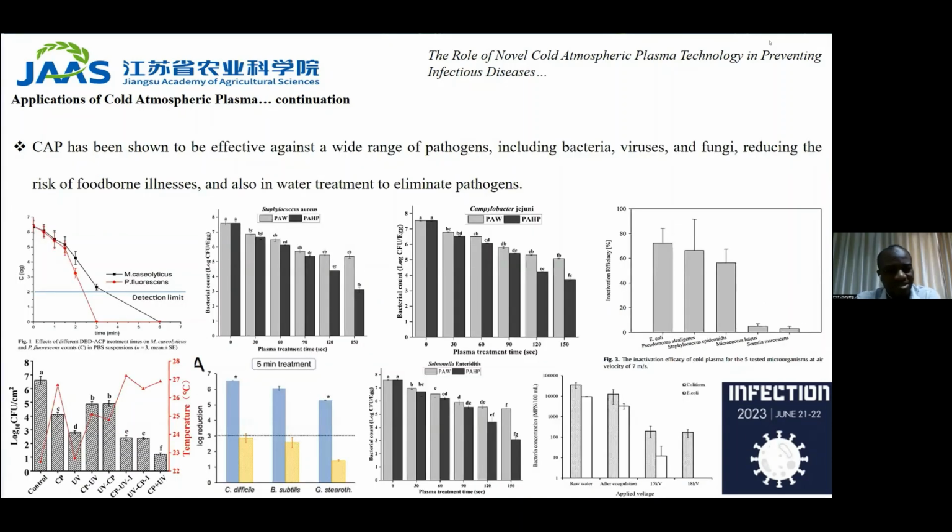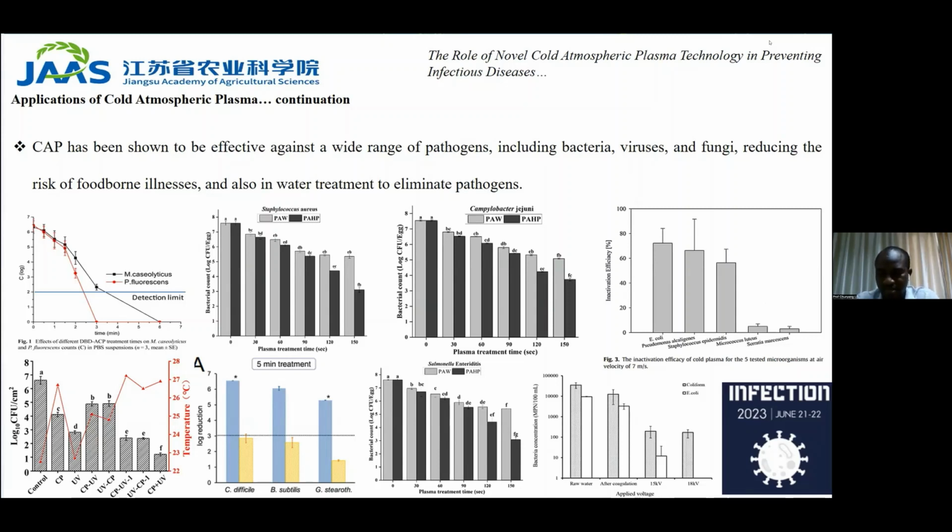Another application of cold atmospheric plasma is in the field of food, against pathogens including bacteria, viruses, and fungi, which reduces the risk of foodborne illnesses, and also in water treatment to eliminate pathogens. Here are some results from our lab where we killed pathogens like Staphylococcus aureus, Campylobacter jejuni, Salmonella enteritidis, and many other bacteria. We treated them with cold atmospheric plasma, and we have a promising and very good result from the treatment.